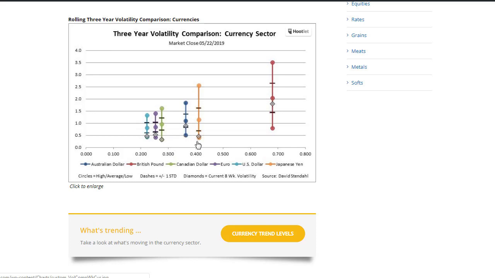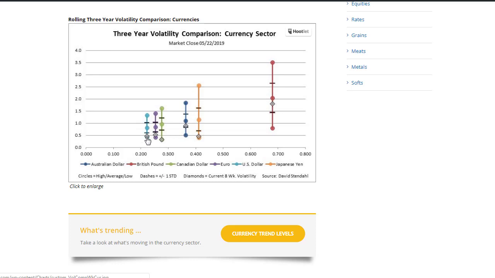And I'll use the Canadian dollar as the example. This gray diamond, kind of hard to see here, represents where we are right now relative to volatility over the last 3 years. Are we at the high end of the volatility, the low end, or in the mid-range? The mid-range is the individual colored dots for the bar. These lines represent standard deviations, and then the highs and the lows for the last 3 years.